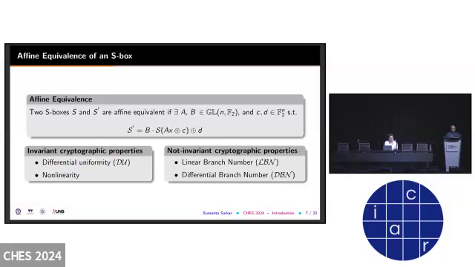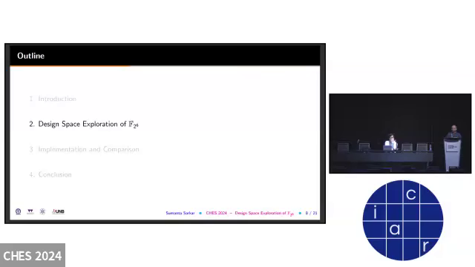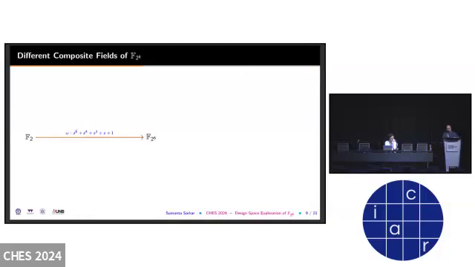However, there are some cryptographic properties which are not invariant in these classes, for example, branch numbers. So linear branch number and differential branch number are not really invariant. So with this background, I move to the main work that we did. Let's talk about this decomposition now.